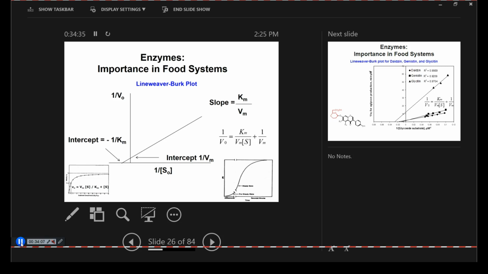So I take the inverse of the initial velocity by the inverse of the different concentrations. So at least 5 different concentrations so that I can have good prediction of the line and good R squared. Then I will get this equation. And from there, I can plug in my values and determine Vmax and Km.